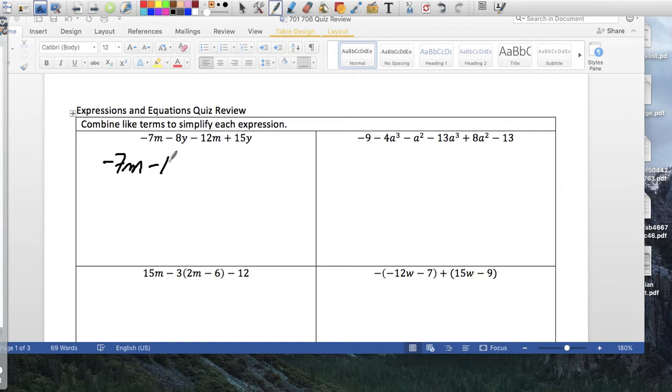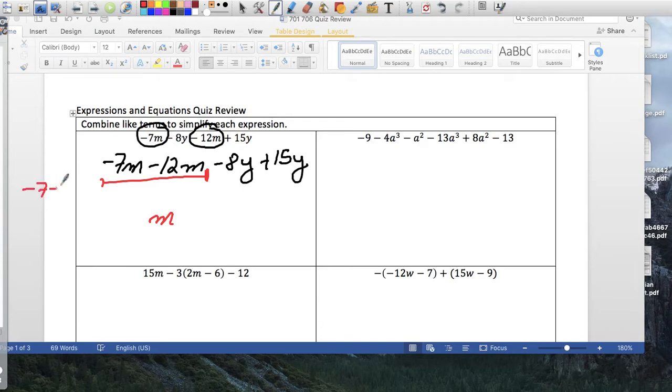Okay, so it's this guy, minus 12m, and minus 8y and plus 15y. So all my like terms are next to each other. I combine these two now. Right, it goes all the way up to here. And think of this as negative 7 minus 12. So it's going to be something then. If you pull this out, it's going to be negative 7 plus negative 12, two negatives. So it's going to be negative 19, right? They're kind of friendly to each other.